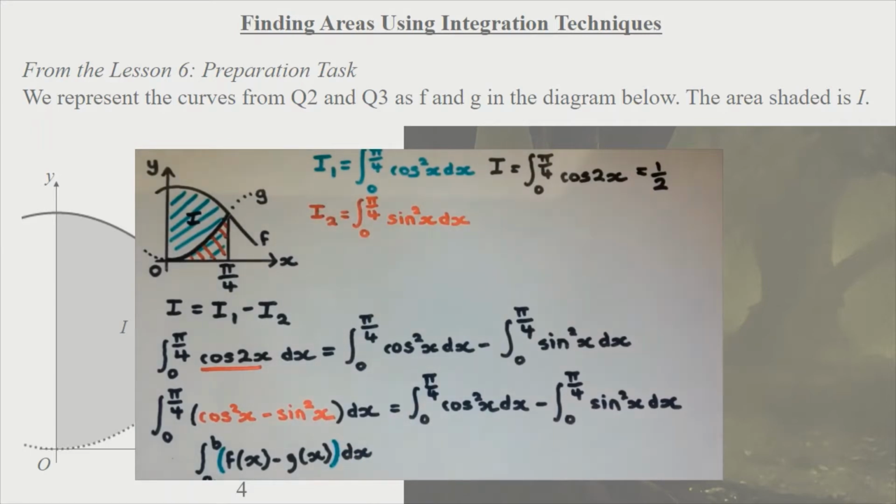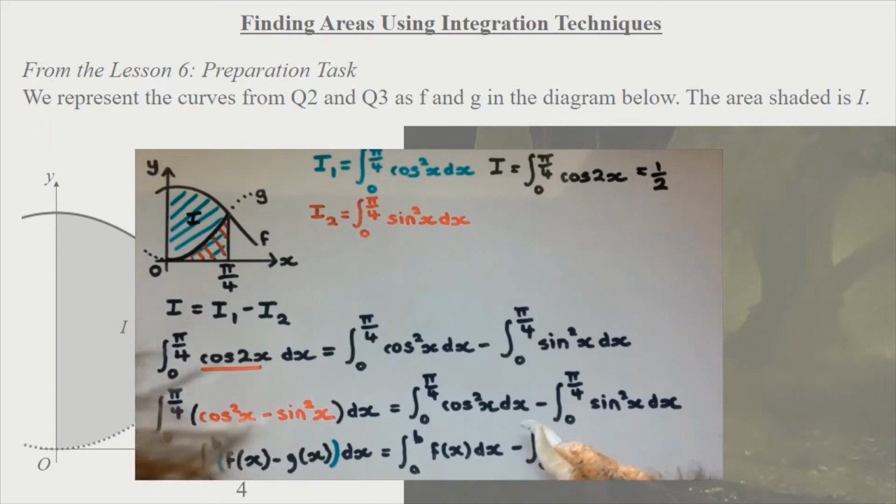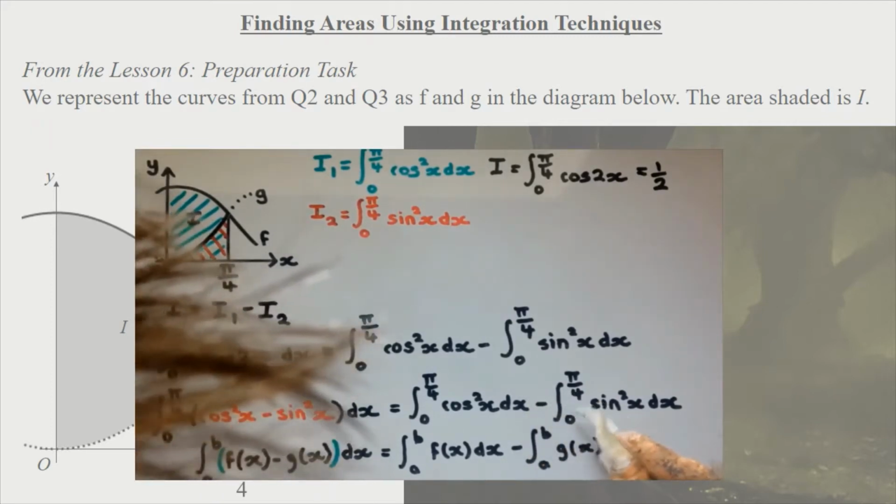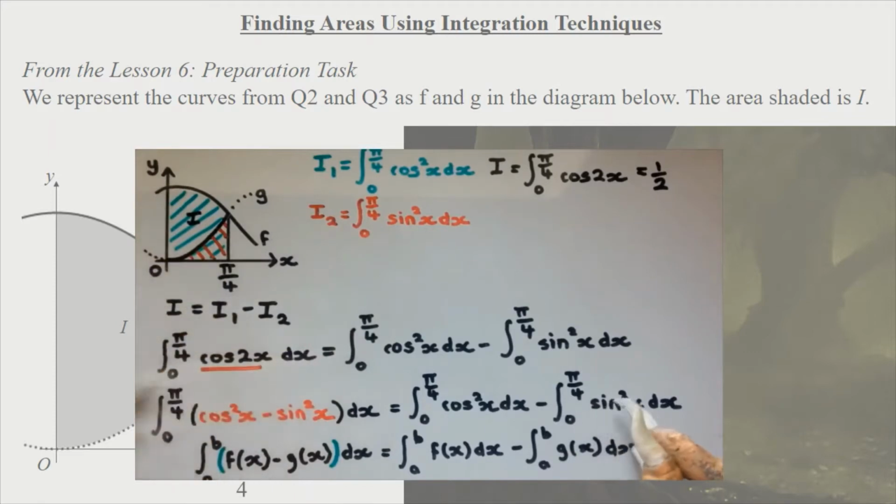This is equal to the integral from a to b of f of x dx, subtract the integral from a to b of g of x dx. Okay, and we'll explore this a little bit more shortly.